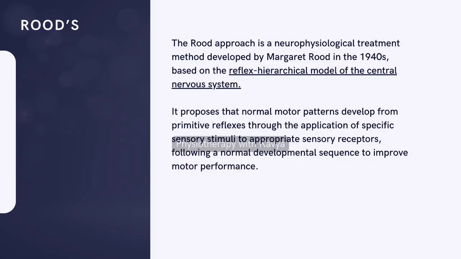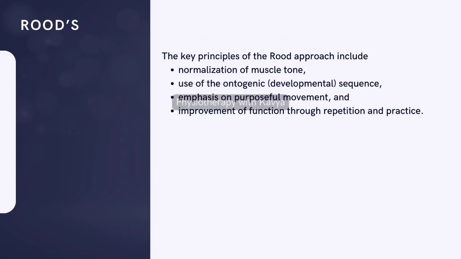The Rood's approach is based on the reflex hierarchical model of the central nervous system. It proposes that normal motor patterns develop from primitive reflexes through the application of specific sensory stimuli to appropriate sensory receptors, following a normal developmental sequence to improve motor performance. The key principles in Rood's approach include normalization of muscle tone, use of ontogenic or developmental sequence, emphasis on purposeful movement, and improvement of function through repetition and practice.